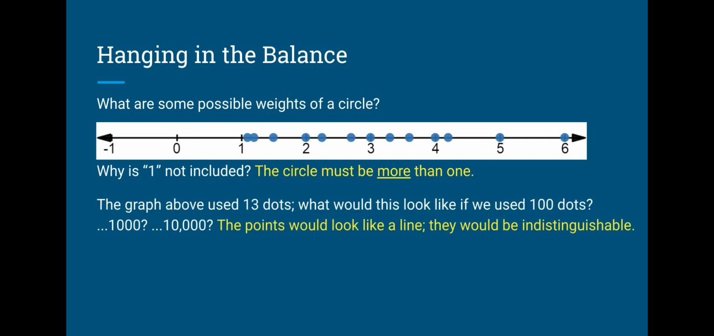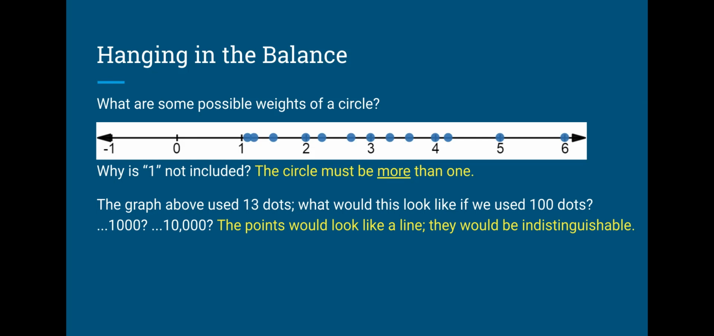The graph above used 13 dots, or in your classroom it might use 30 dots. What would this look like if we used 100 dots, or 1,000, or 10,000? And we'd want to hear students say things like, the points would look like a line. The points would become so indistinguishable that it would be a line. We wouldn't be able to fit all the dots in because they'd be overlapping.